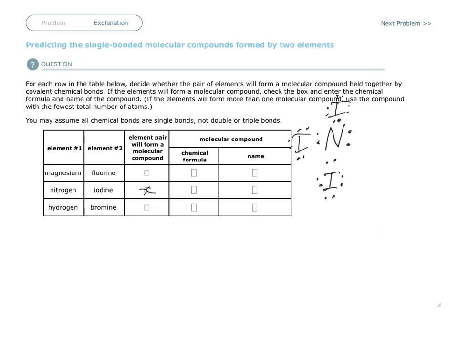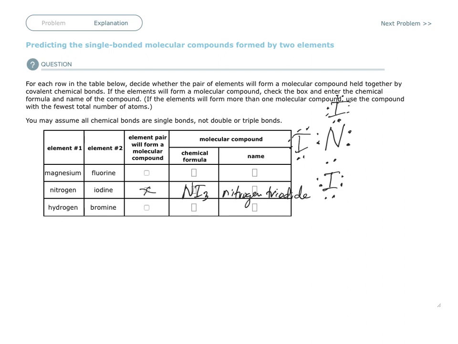So what is its chemical formula? NI3. And what's its name? Well, whenever there's 1 at the first, you don't say mononitrogen. You're just going to say nitrogen. But for the 3 iodines, you are going to have to say tri, and then iodide, because remember, IDE endings for the second. So nitrogen triiodide.